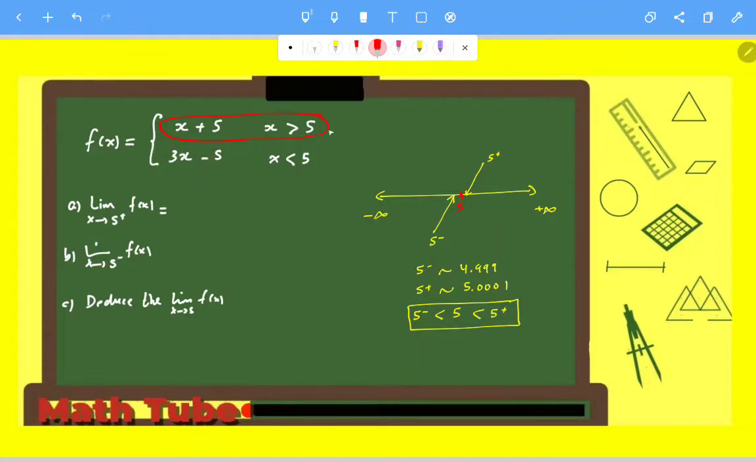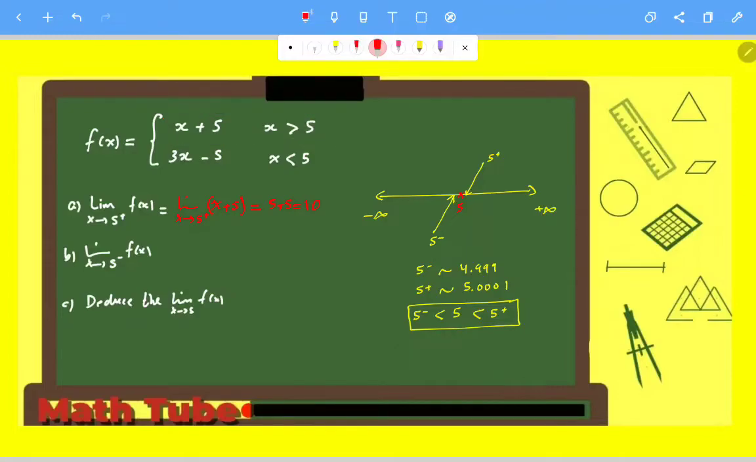Now to compute the first limit, and since I know that 5 plus is bigger than 5, this means that I need to use the first definition, which means that the limit as x tends to 5 plus is equal to the limit as x tends to 5 plus for x plus 5. Then all you need to do is to replace x by 5. I'll get 5 plus 5, so this will give 10.